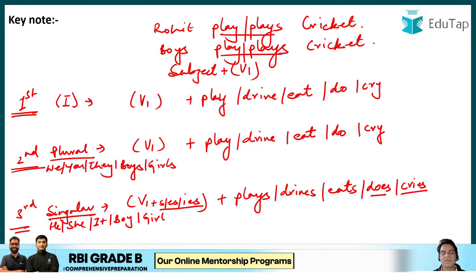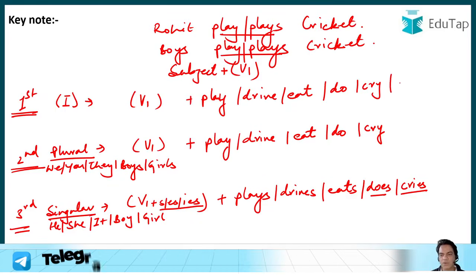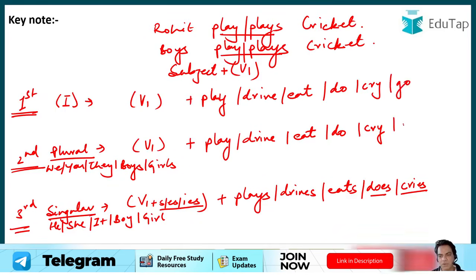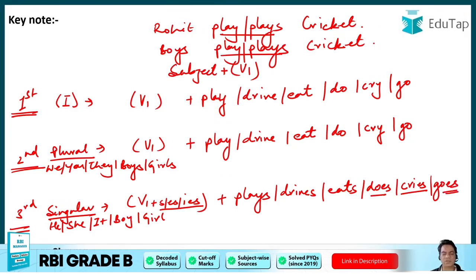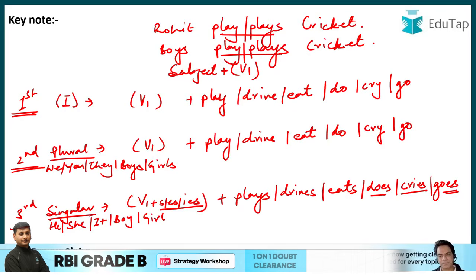This is the part that many students get confused with. For example, I go to work by bus. We go to work by bus. They go to work by bus. People go to work by bus. But he goes, she goes to her work. Rohit goes to his work by bus. So go becomes goes. Do becomes does.